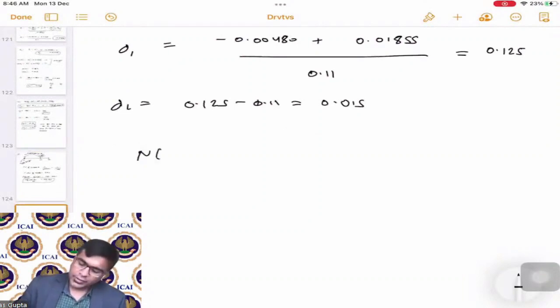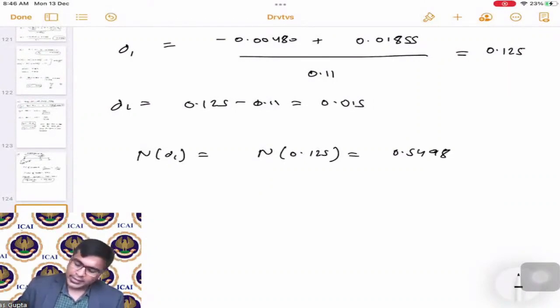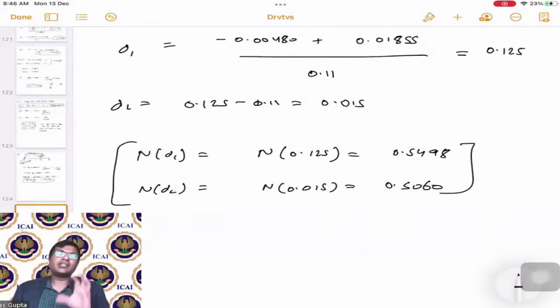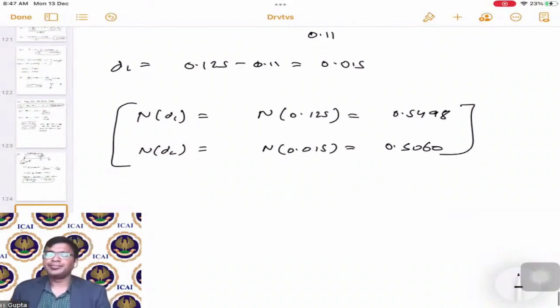So N(D1) is equal to N(0.125), which is equal to 0.5498, and N(D2) is equal to N(0.015), which is equal to 0.5060. I have just taken the exact values of N(D1) and N(D2) again. The part of looking up this value from the distribution table and doing the interpolation technique, please do try at home separately, correct? Because in the interest of time, I'm skipping that. We have to cover other things as well.